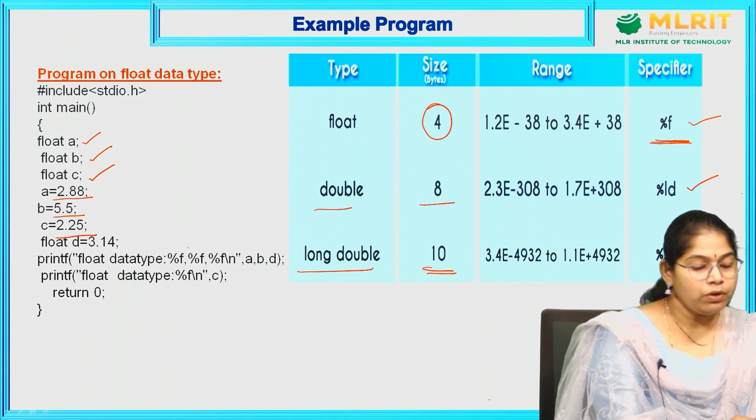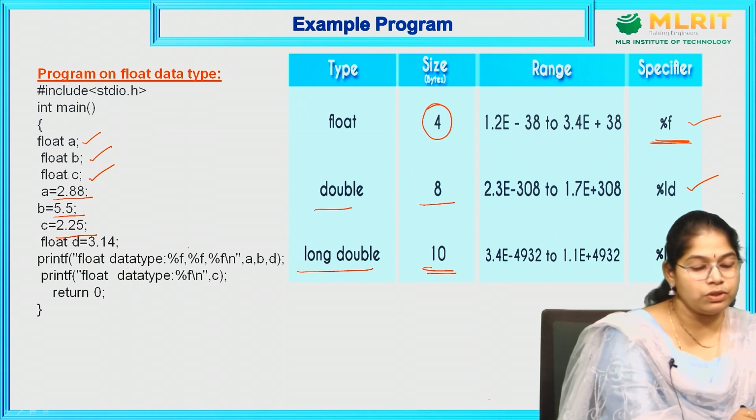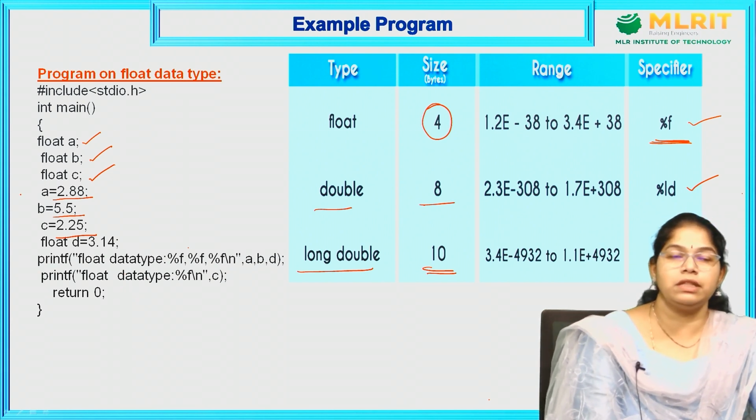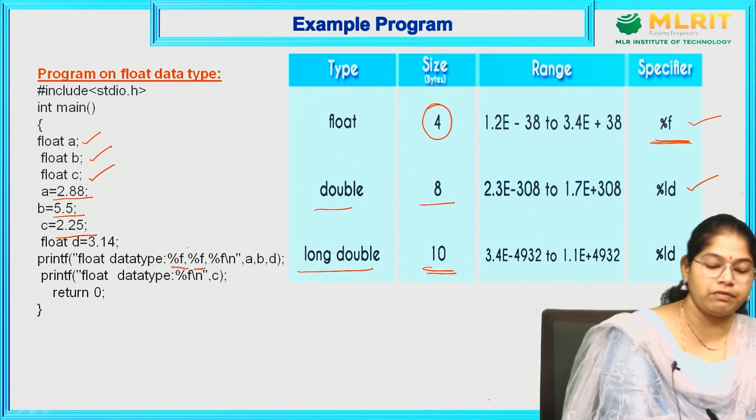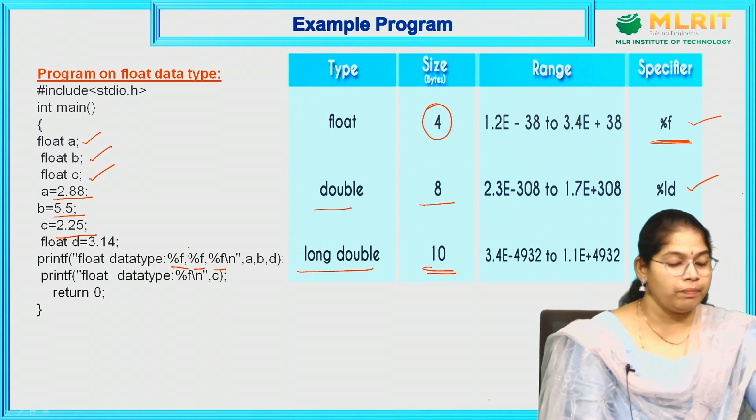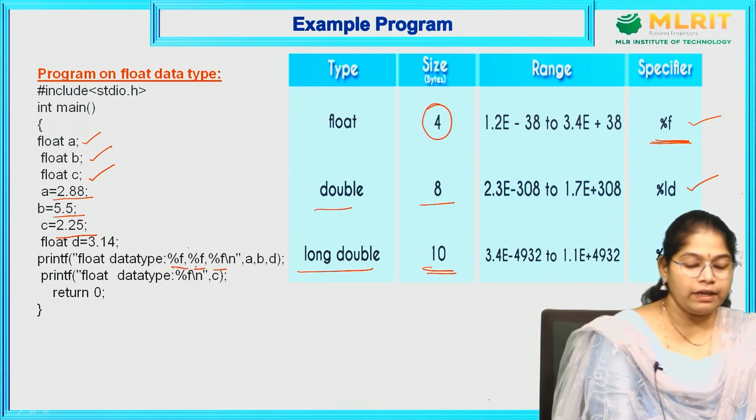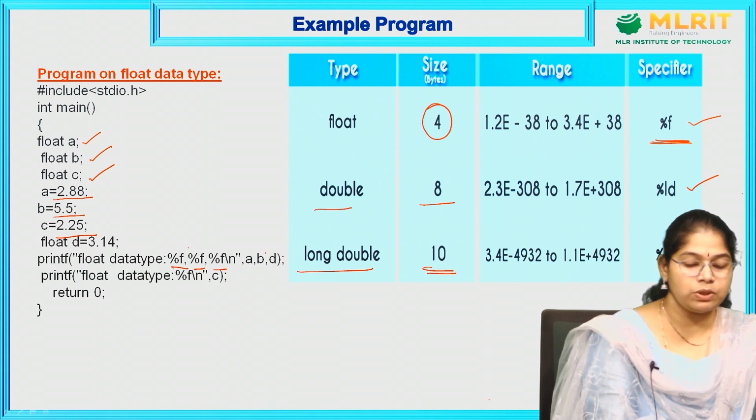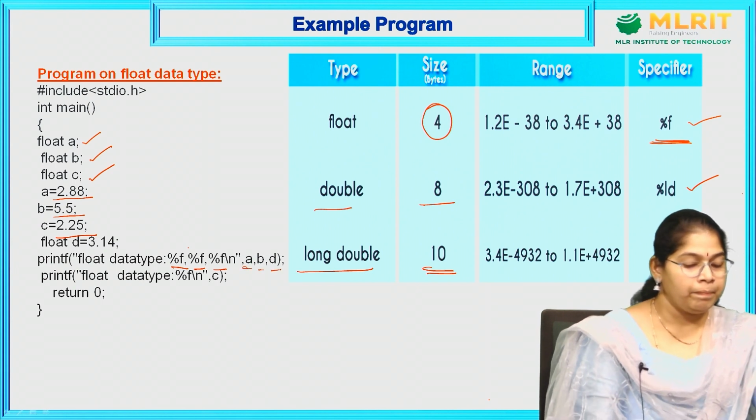Then if I want to print these float values which I already assigned to the variables, we have to use a format specifier called %f. So here I gave three %f format specifiers which correspond to the variables A, B, C.